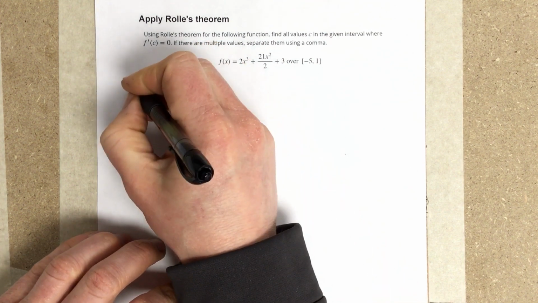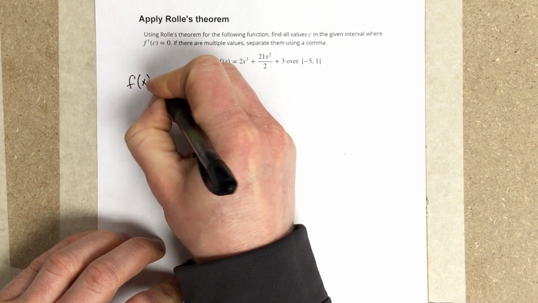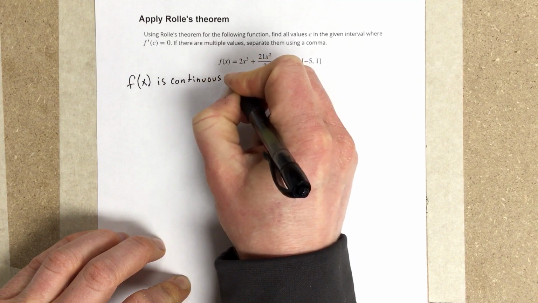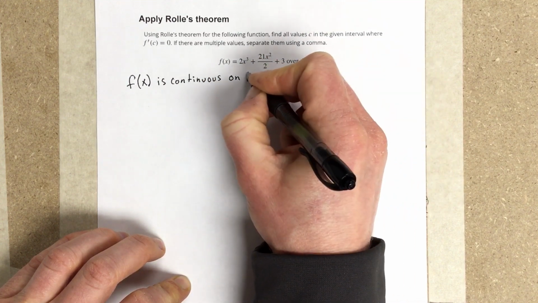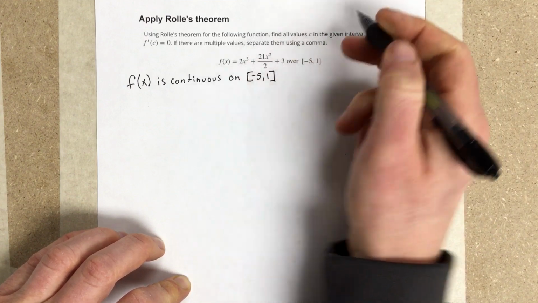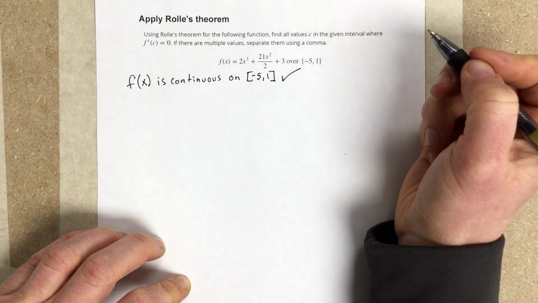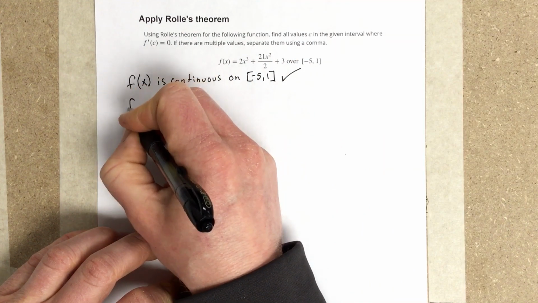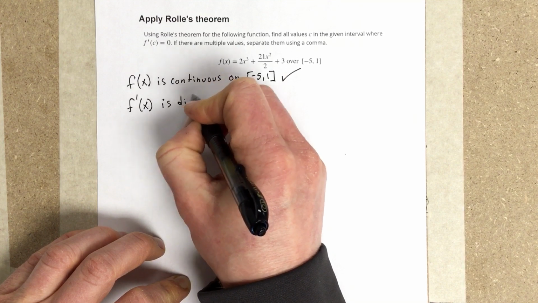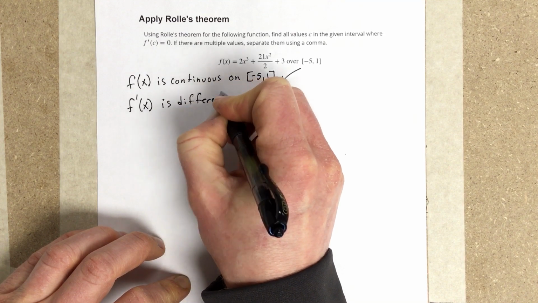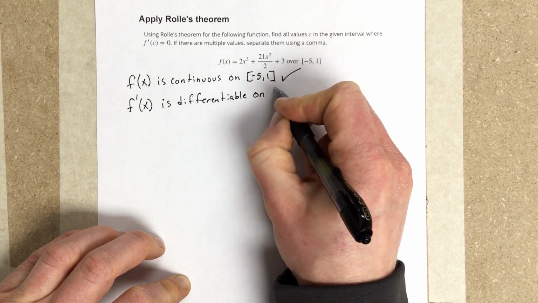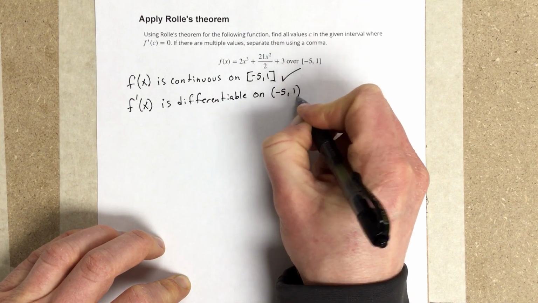So we need to make sure that f of x is continuous on, in our case, -5 to 1. Well, this is a polynomial, so yes, polynomials are continuous on their domain. Then we have to check to see if f of x is differentiable on the open interval -5 to 1.